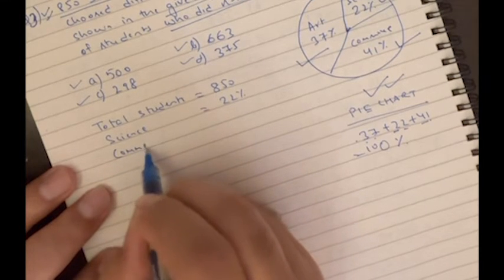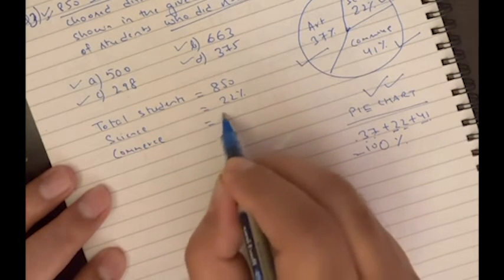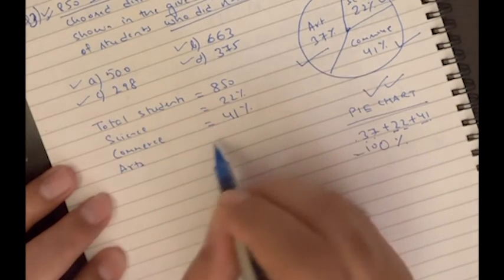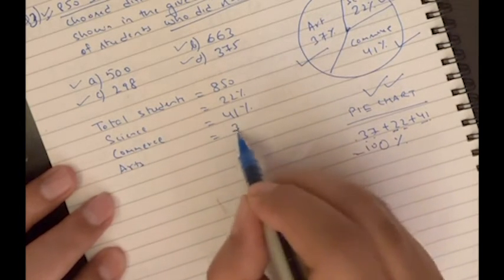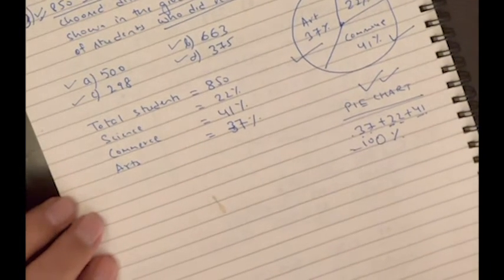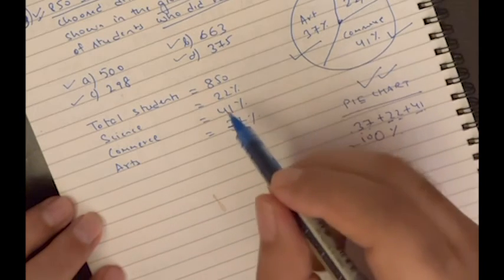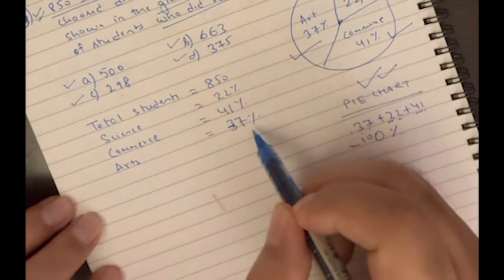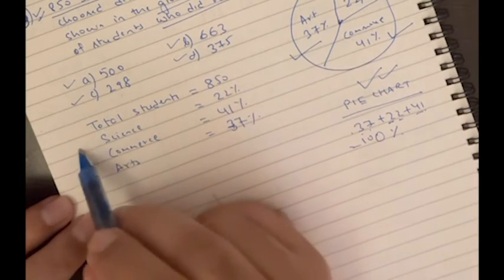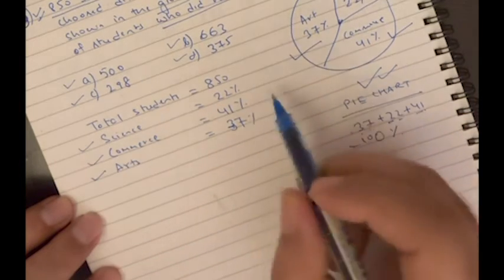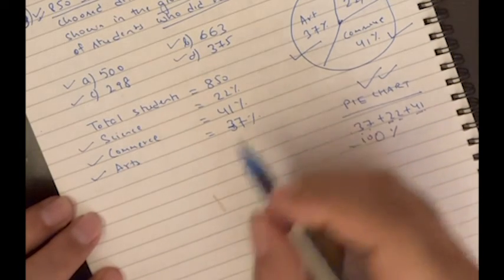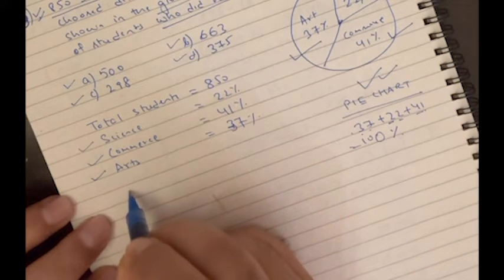Students who have selected commerce is 41%. Arts is equal to 37%. So while we know what percentage of students have chosen science, commerce and arts, we don't know the exact number of students. So in order to calculate the exact number of students, we will have to apply the formula.